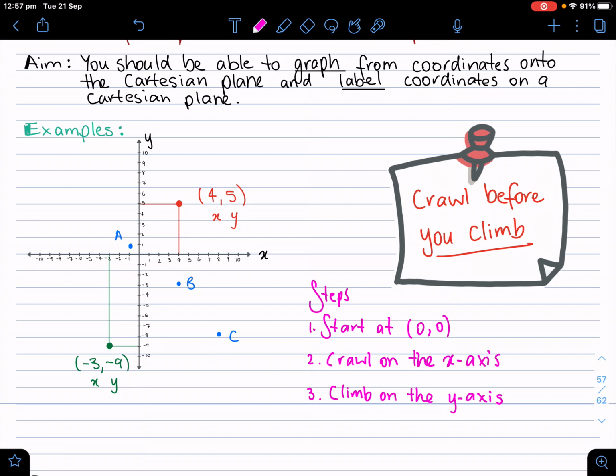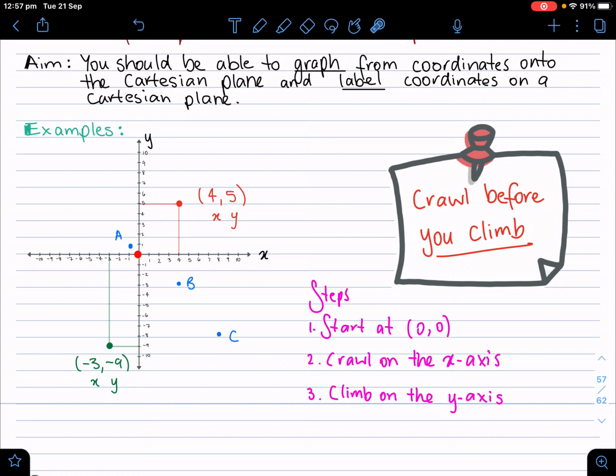Now, before I begin, there is a rule that we use when graphing or plotting on the Cartesian plane, and that is crawl before you climb. Now, what does that mean? Let's look at the steps that we have to do. Step number 1, start at 0, 0. Now, 0, 0 is right in the middle there.